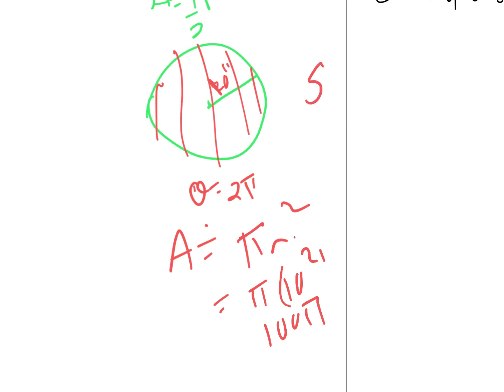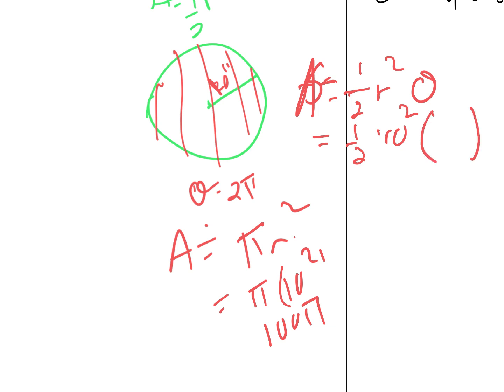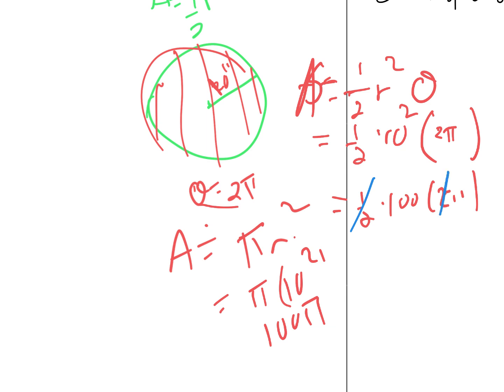Well, let's use A equals 1/2 r squared theta. Would that still be 1/2 times 10 squared? What's the theta in radians? We don't have it. It's a whole circle, 2 pi. That's 1/2 times 100 times 2 pi. Notice what happens here. 1/2 of 2 cancels. What am I left with? 100 pi. Wow, it's the same answer.